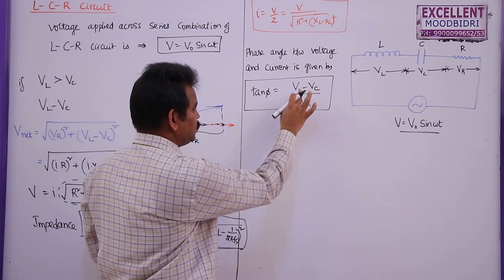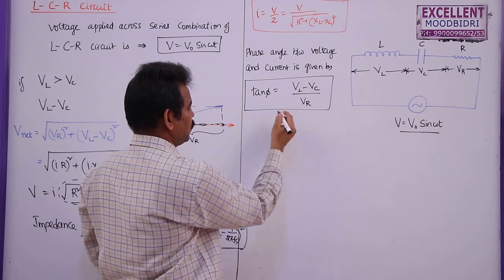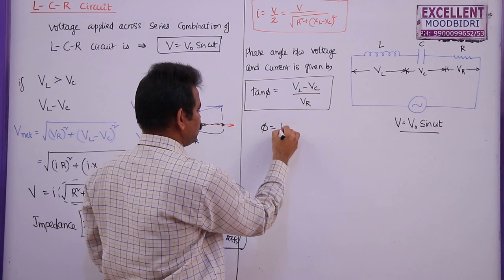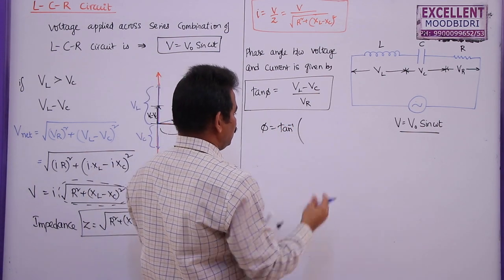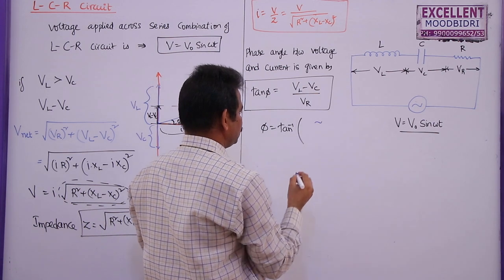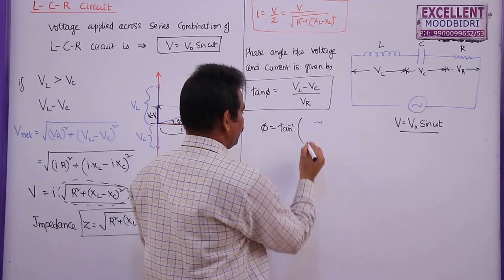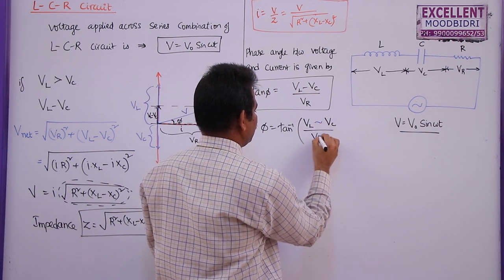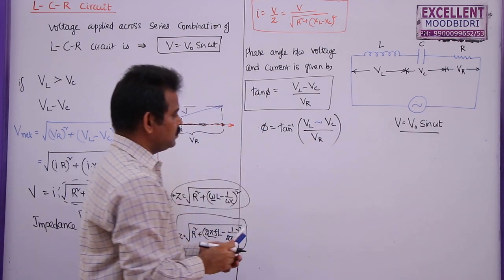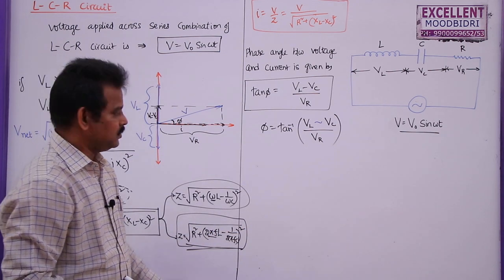If you don't know which is more, which is less, which is bigger, which is smaller, the same can also be written as phi is equal to tan inverse of this. You can write VL difference VC. Why? Because VL may be greater than VC, or VC may be greater than VL. That's why you can write this VL difference VC.